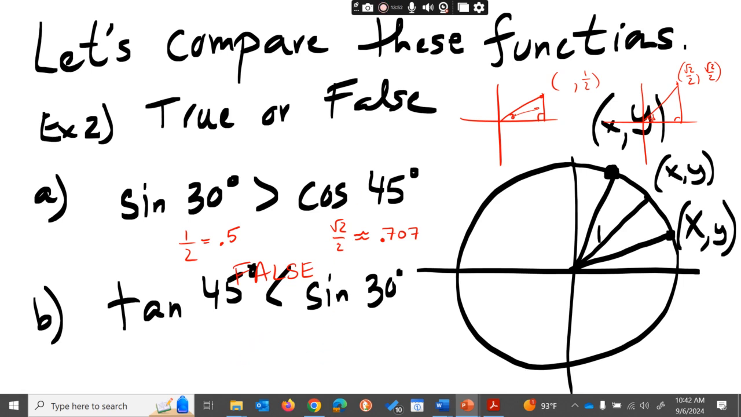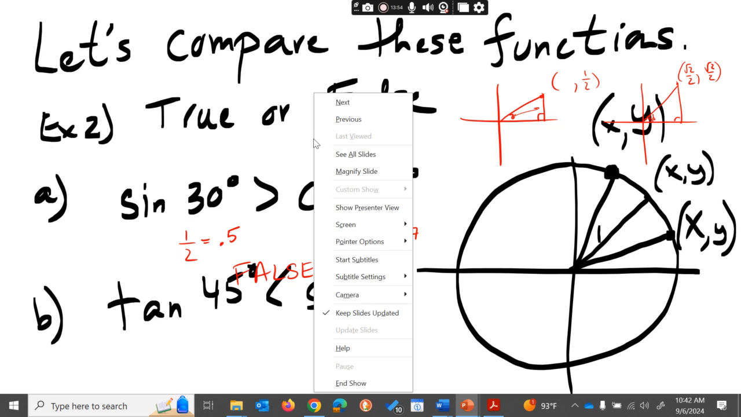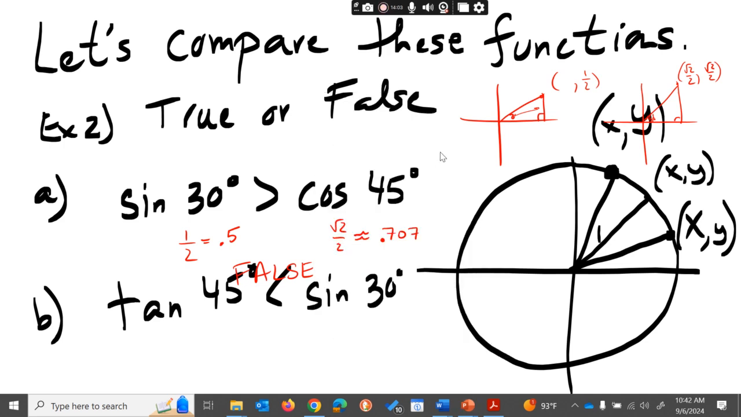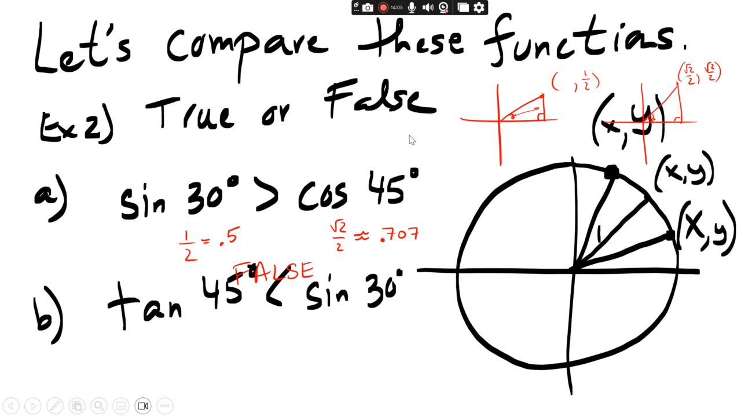Why do I have the toolbar showing? Thank you. There it is. Now it went away. Okay.